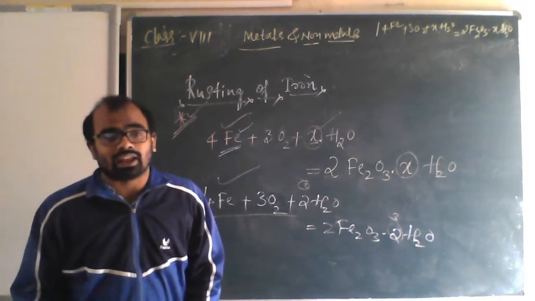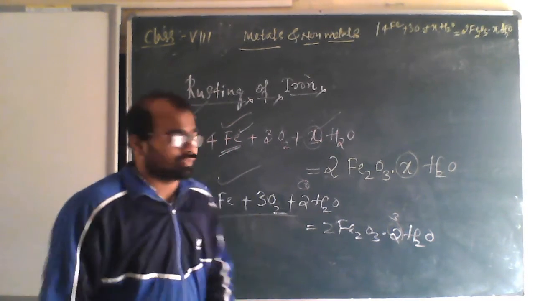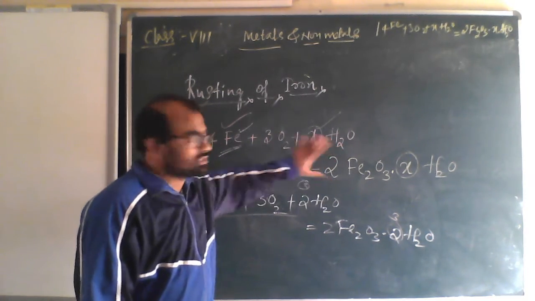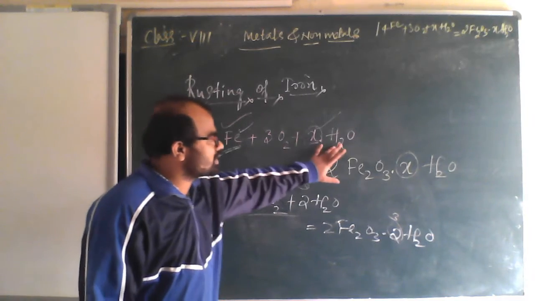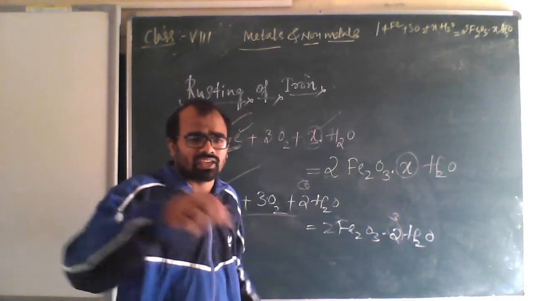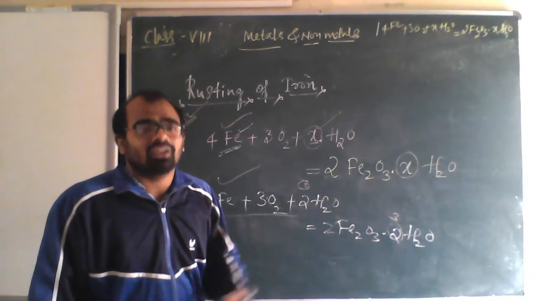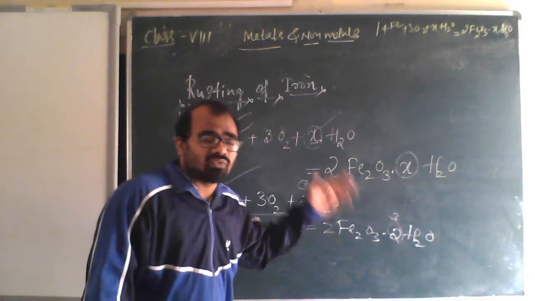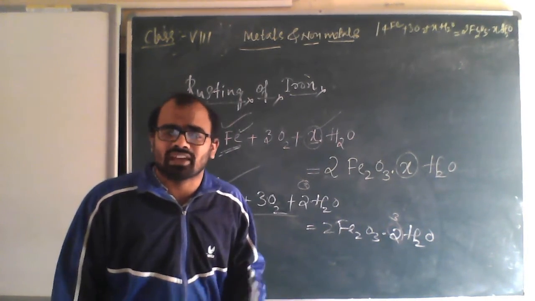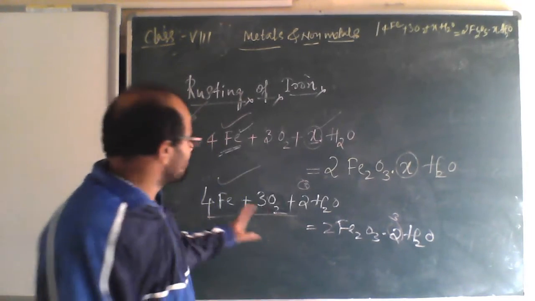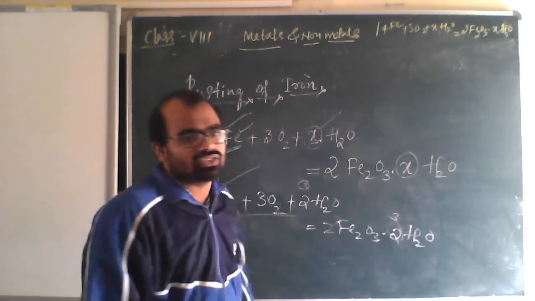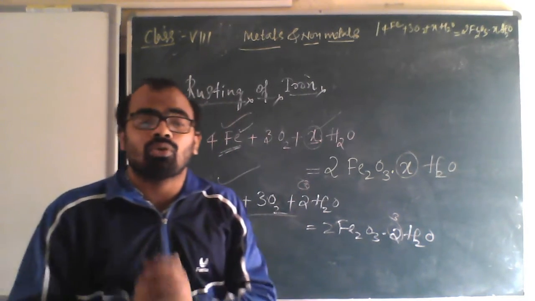And after writing this, you have to know how to explain it. The iron reacts with oxygen and water. That means when iron is kept open to air, it reacts with oxygen and water or moisture content of air, and a brownish layer is formed on the surface of iron. This process is called rusting of iron. If you take an example, you can put x as 3 or x as 2. So this is about this class.